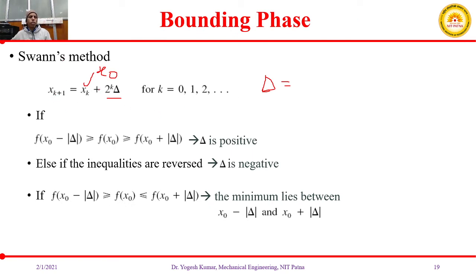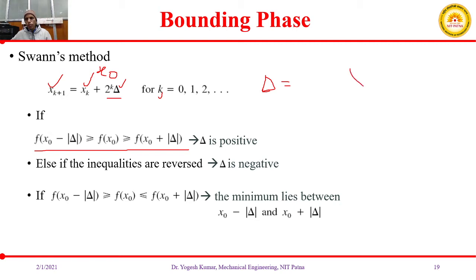In Swan method, how do we calculate the next point? We calculate the next point, x k plus 1 is equal to xk plus 2 raised to the power k into delta. Here k will vary from 0, k will be 0, 1, 2, 3, like that. And here one thing is important.